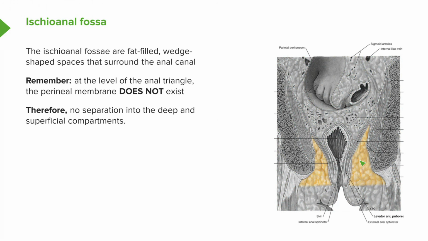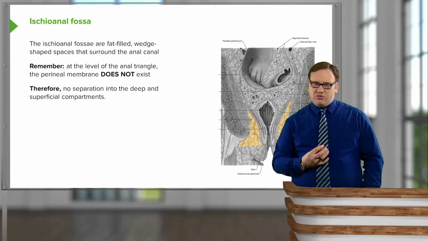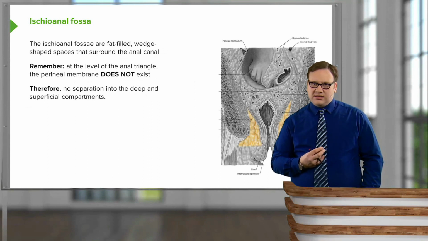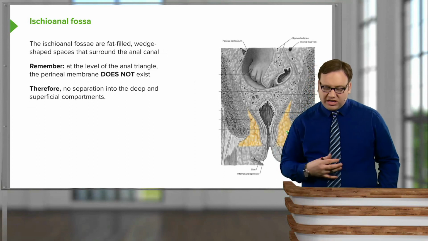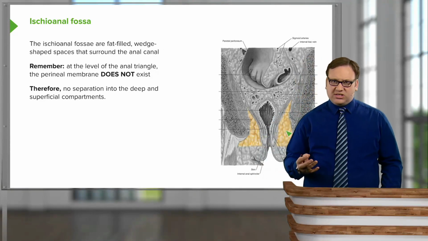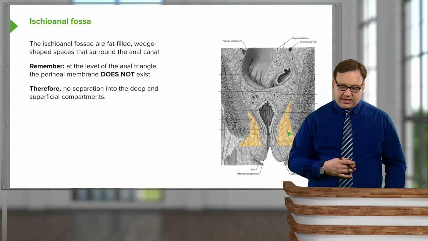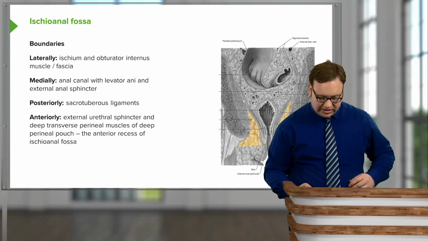Remember that we've cut coronally down through the anal triangle. And at this level, the perineal membrane does not exist. Really important that at the level of the anal triangle, the perineal membrane does not exist. Therefore, there's no separation into deep or superficial compartments, which we'll see when we look at the urogenital triangle in more detail. Let's have a look at the boundaries.